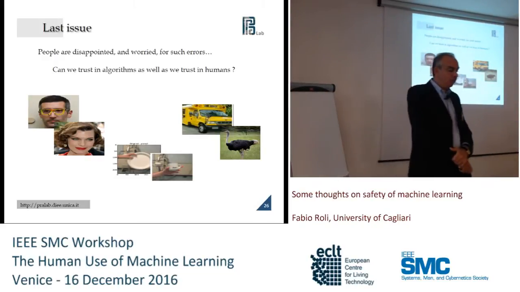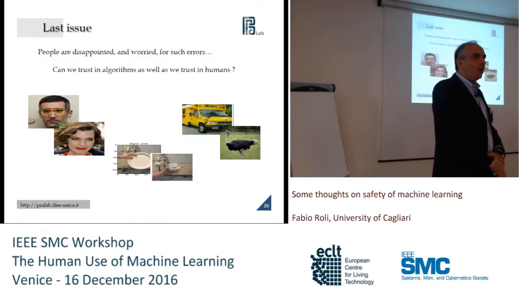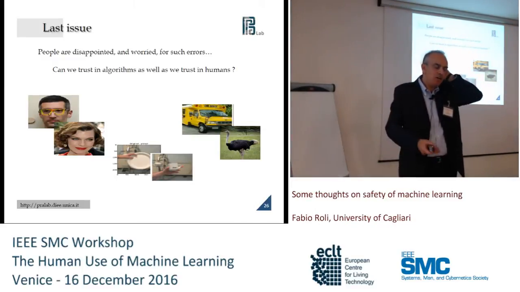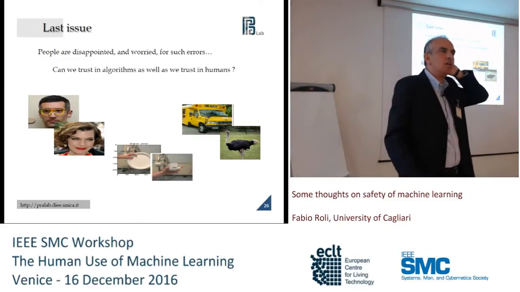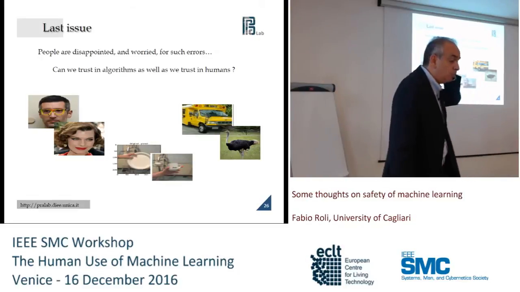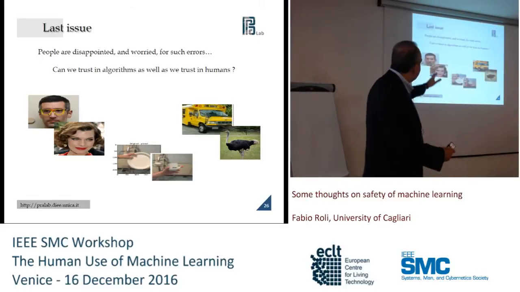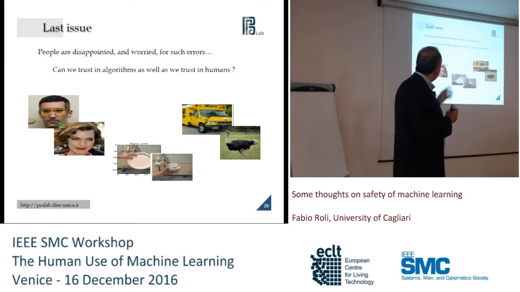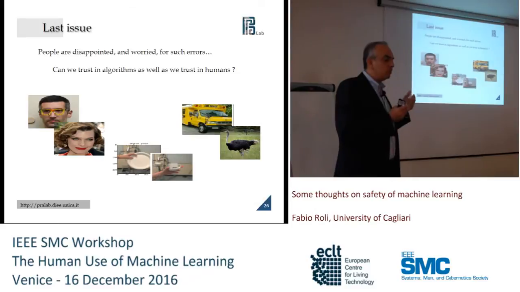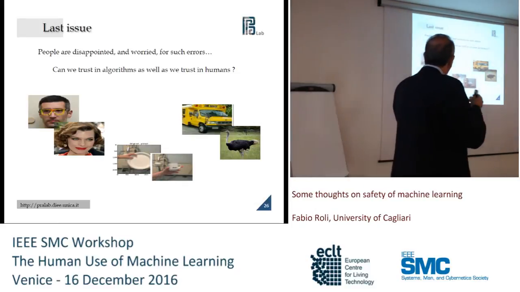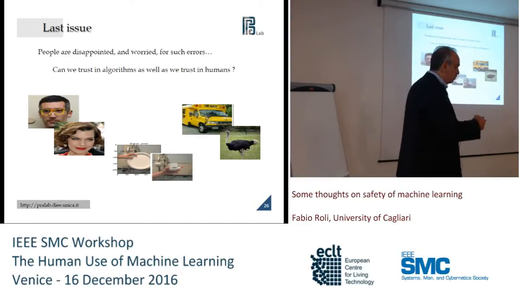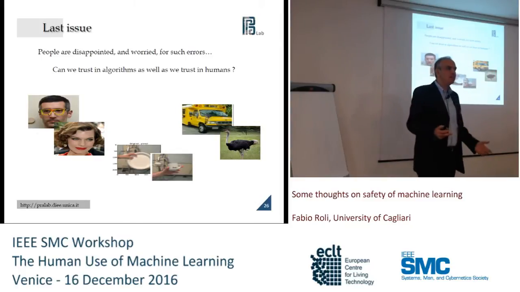So, as I said before, people look quite disappointed and worried, especially potential stakeholders of machine learning technologies, of deep learning technologies, because of these errors that look quite stupid to humans. The question is, what should we trust? Should we trust algorithms as we trust humans or not? Because deep neural networks seem to recognize things like this. That is quite disappointing.